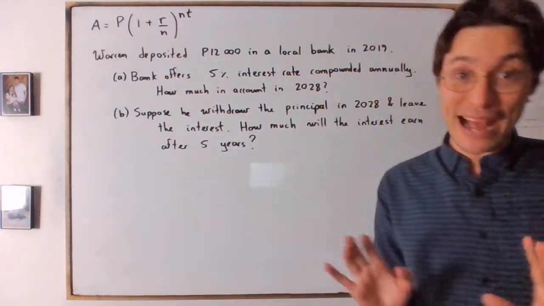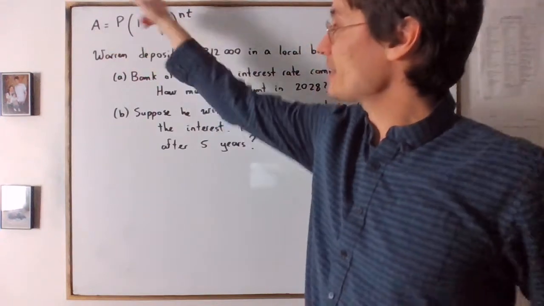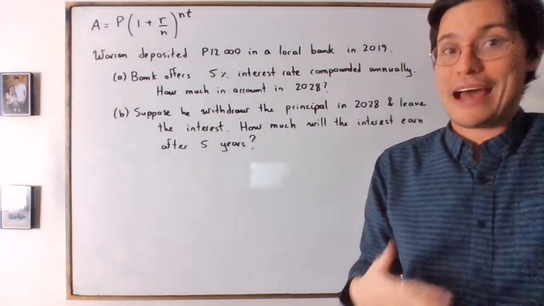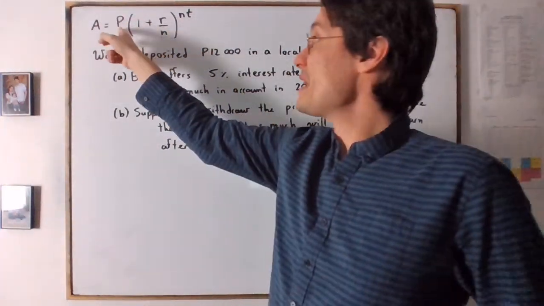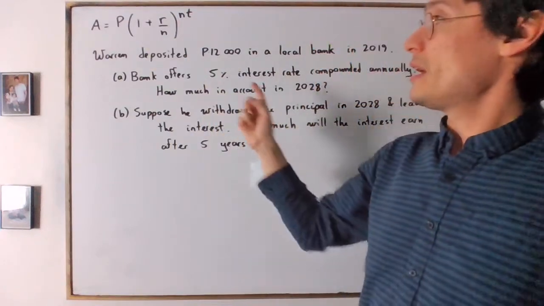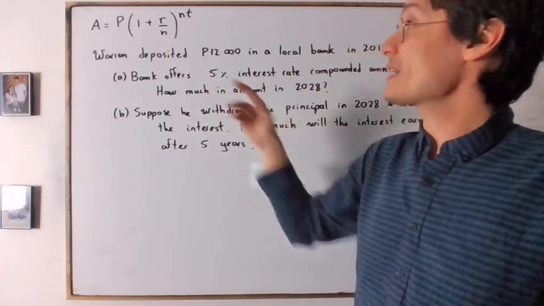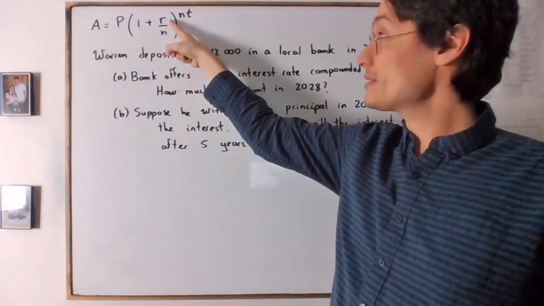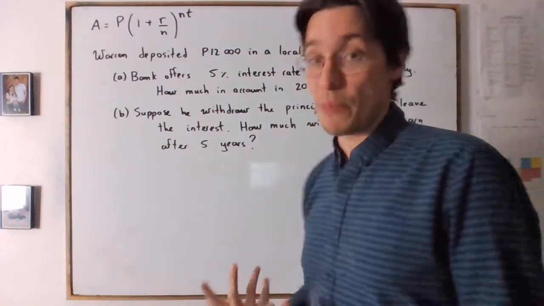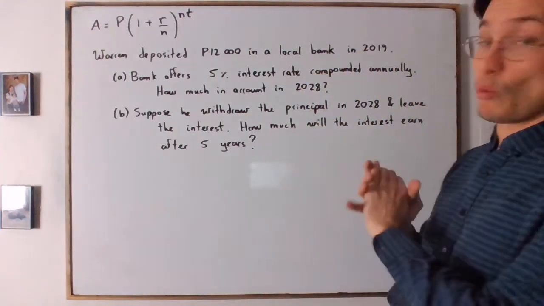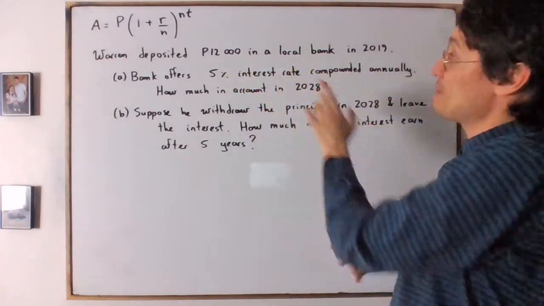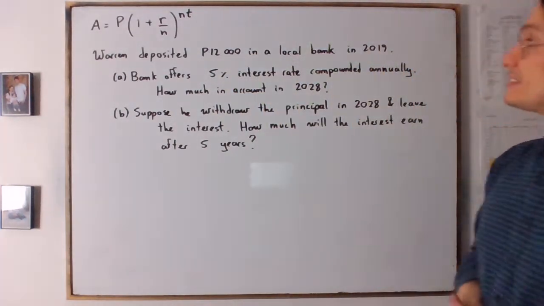The first problem that you asked me was this one, right? We are given a formula that calculates an amount at a future time if you make a single deposit of P, which is called the principal, and the bank is offering this interest rate compounded n times per year, with t being the number of years. And now you're asked word questions. A guy named Warren deposited 12,000 pesos in a local bank in 2019.